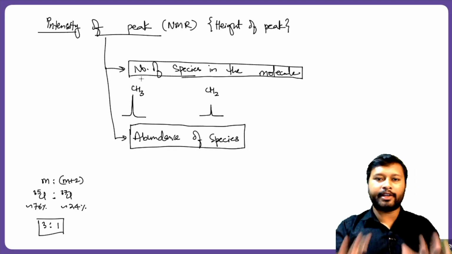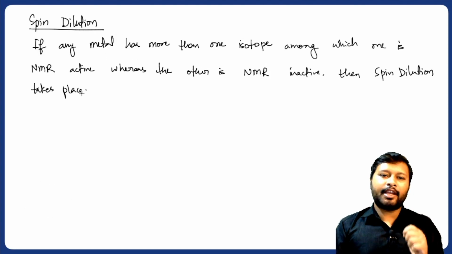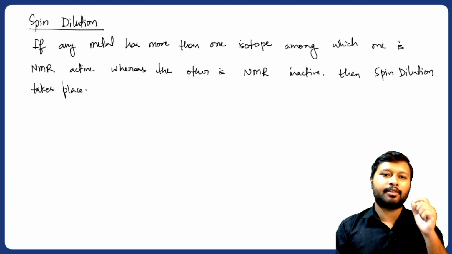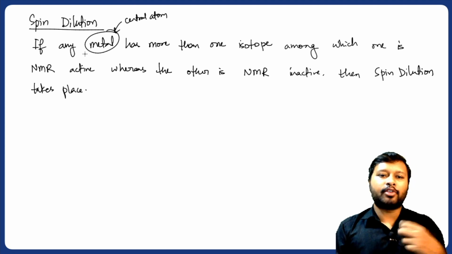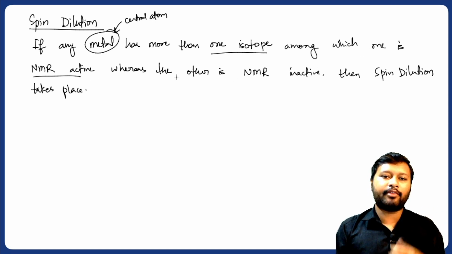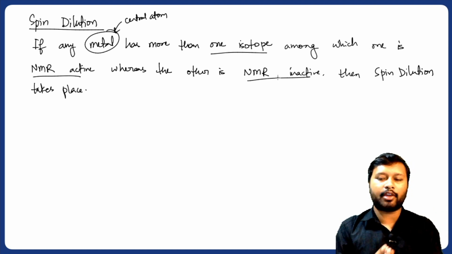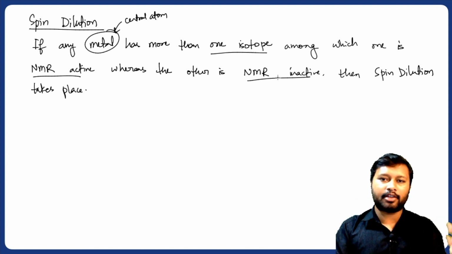We have also understood about the intensity of the peak. So let me explain the spin dilution effect in detail now. Spin dilution is the concept which comes when you have a metal, or it can also be a central atom in any inorganic molecule. If there is any metal or central atom which has more than one isotope, among which one of them is NMR active whereas the other ones are NMR inactive, in that case spin dilution takes place. Spin dilution means the spin is going to get diluted and because of that the intensity of the peak changes.